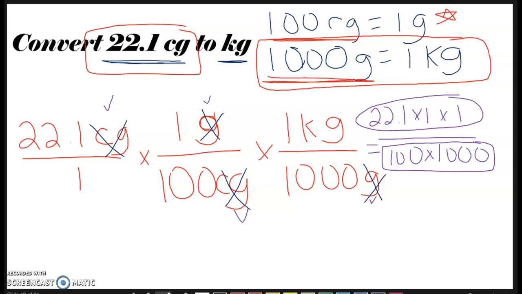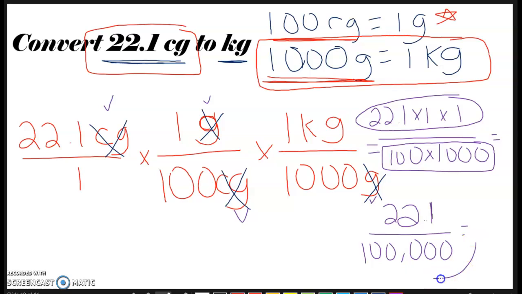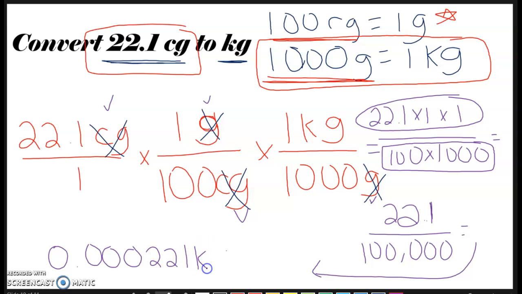And so 22.1 times 1 times 1, that is 22.1. If you go type in your calculator 100 times 1,000, that is 100,000. And so this is really what we want to type in our calculator, 22.1 divided by 100,000. And when I do that, I'm going to write it over here because I ran out of room. It is 0.000221 kilograms.